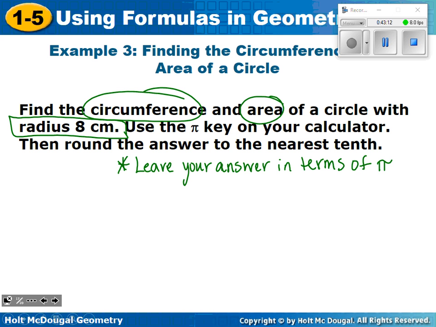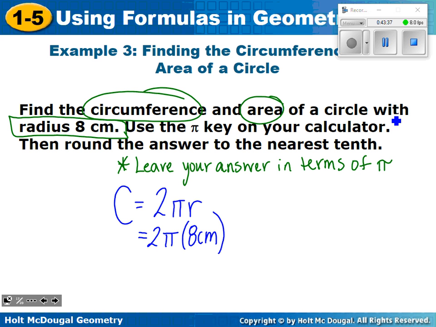So here we go. Circumference. What's my formula? 2 pi r. Write it down, because every time you write it down, that's helping you memorize it. Write it down, say it, use it. What's the radius again? 8 centimeters. So we have 2 times pi times 8 centimeters.